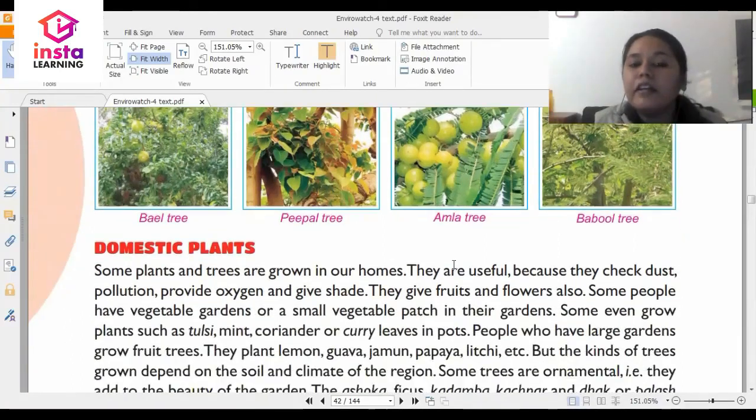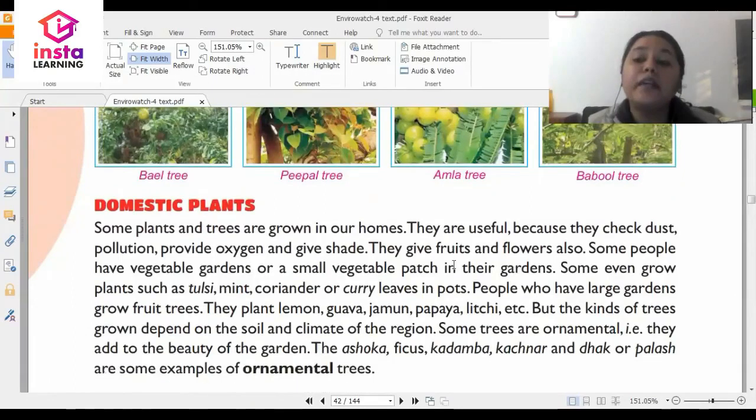Then you have domestic plants. What do you mean by domestic plants? The plants that you can grow in your house or in your home. They are useful because they check dust, pollution, provide oxygen, and give shade. They give fruits and flowers also.